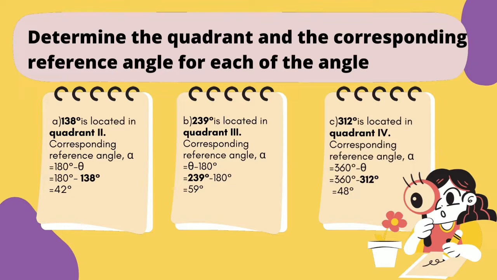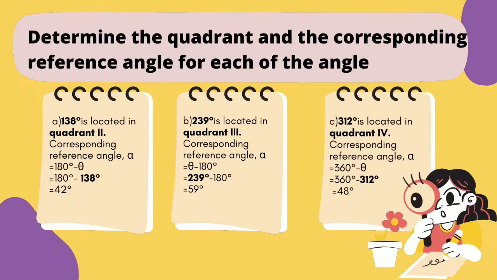B. 239 degrees. 239 degrees is located in quadrant 3. So, the corresponding reference angle alpha equal theta minus 180 degrees. 239 degrees minus 180 degrees equal 59 degrees.